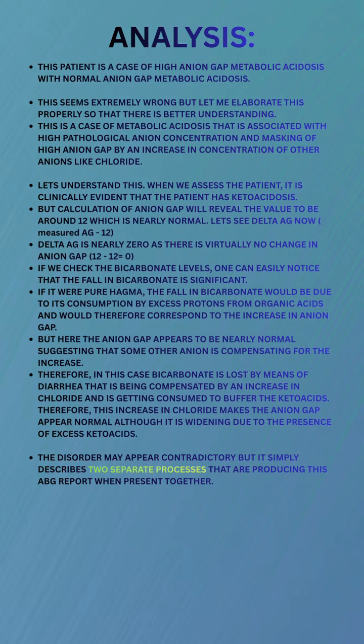First is diarrhea, and in diarrhea, it is being compensated by an increase in chloride. Secondly, it is getting consumed to buffer the keto acids. This increase in chloride is what is making the anion gap appear normal. So basically, this is two separate processes that are producing this ABG report when they present together.